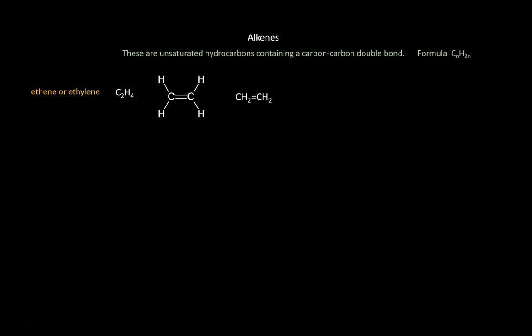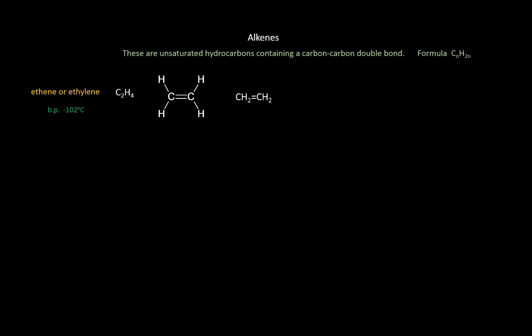You need at least 2 carbon atoms to form a double bond, so there cannot be a molecule called methene, as there is a methane in the alkane series. The boiling point is minus 102 degrees Celsius, which means at room temperature it's a gas.